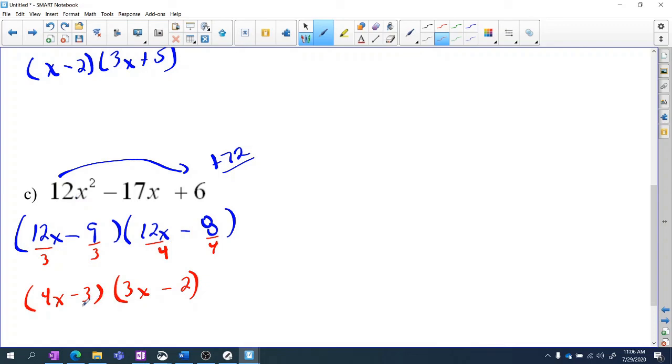You can check the last two. Negative 3 times negative 2 is plus 6. So my only other issue is, well, what about the middle ones? Well, 4x times negative 2 is negative 8x. Negative 3 times 3 is a negative 9x. Add those together. Yep, it works. So I know that I have it right. So there is a nice strategy you can use to factor hard trinomials.